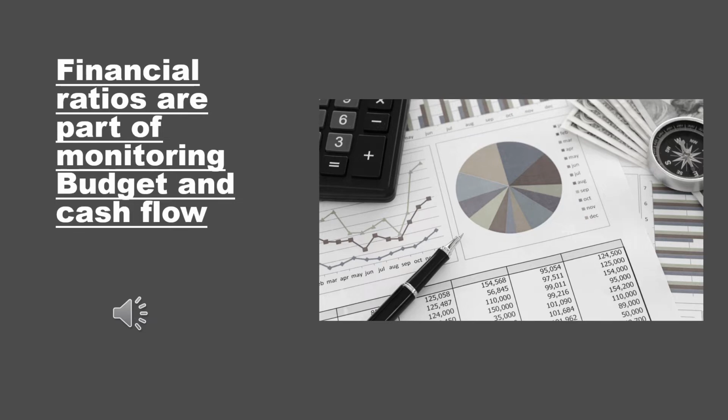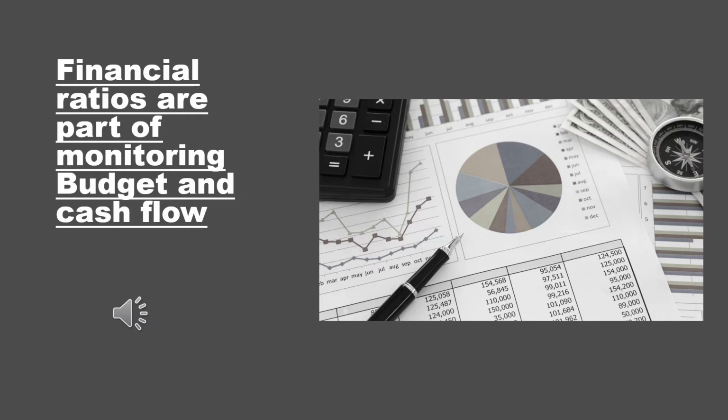This is one of the video presentations for a lecture for my course, Basic Accounting for Small Businesses. Financial ratios are part of monitoring budget and cash flow. A financial ratio requires reasoning the connection between two figures and asserting the meaning of that correlation. Financial ratios used to compare past performance with actuals help in forecasting budget and cash flow.